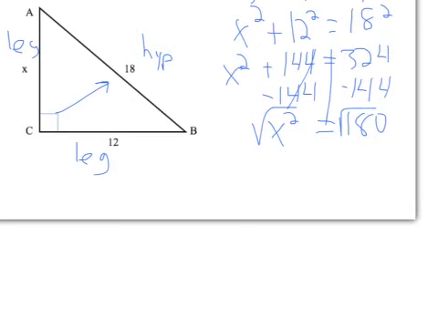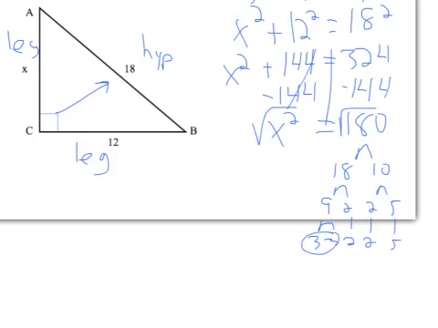This is a nice little review of what we did at the beginning of the year. So factor tree would be 18 and 10. 18 would be 9 and 2. 10 would be 2 and 5. 9 would be 3 and 3. Bring down the 2. Bring down the 5. You want to circle your pairs. Everything you circle goes on the outside.